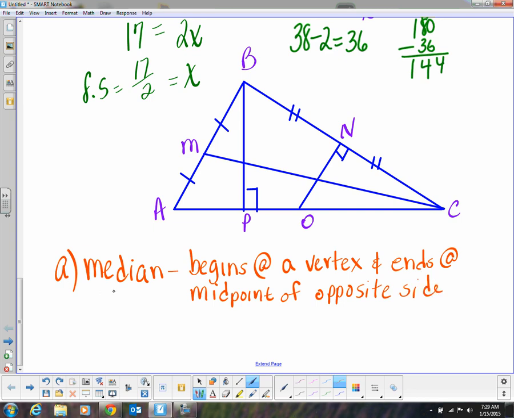Okay, so a median is in the middle of the road. So if it's a median, it's going to begin at the vertex and go to the midpoint of the opposite side. So I see two midpoints. M is a midpoint and N is a midpoint, but only one of them is a median. Which one's the median? CM is the median. Why isn't ON? Does not start at a vertex.